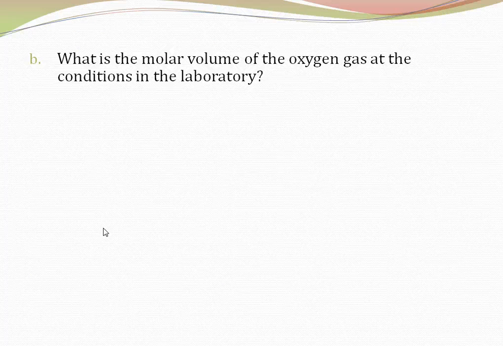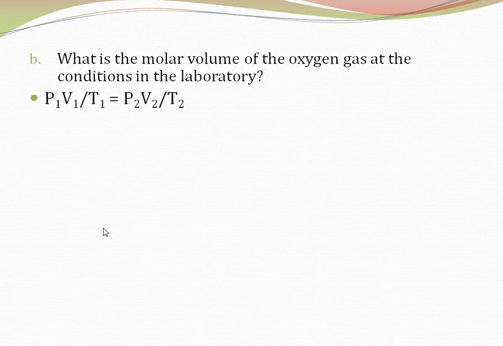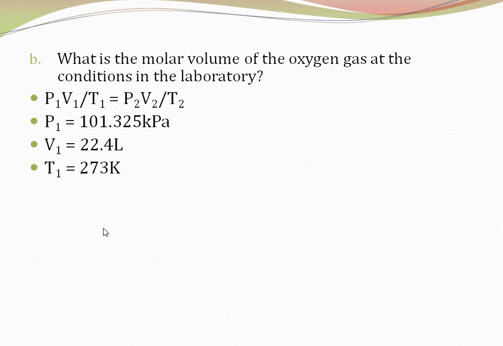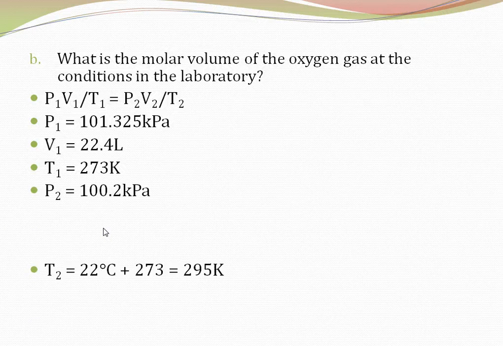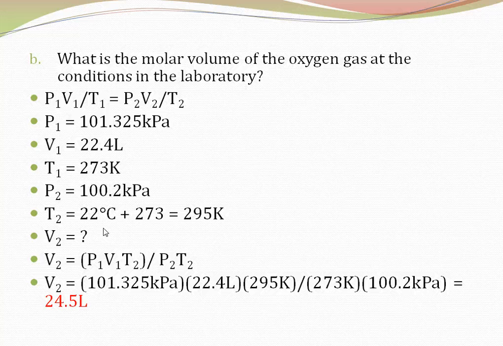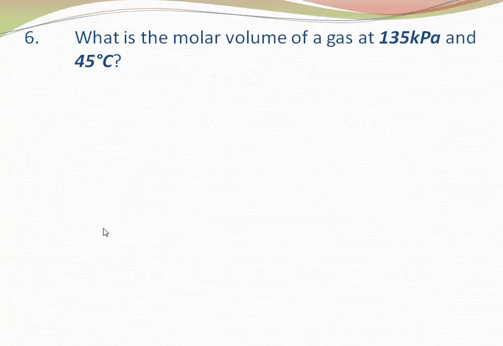In part B, you're looking for the molar volume of the oxygen gas at the conditions in the laboratory. You set a ratio, which is P1V1 over T1 equals P2V2 over T2. You use your variables at STP, which is standard temperature and pressure, and for the second ratio, you use the temperature and pressure you were given in the previous problem. You plug all of those in to find the volume, and your volume is 24.5 liters.